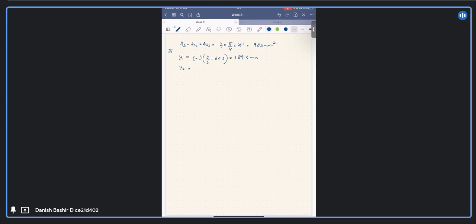Y2 is 0. I told you why Y2 is 0. Y3 is positive and it is the same distance, d by 2 minus 60.5, which is 189.5. This is negative, this is positive. Okay, so for neutral axis depth, this was the first calculation, and this is the second calculation.